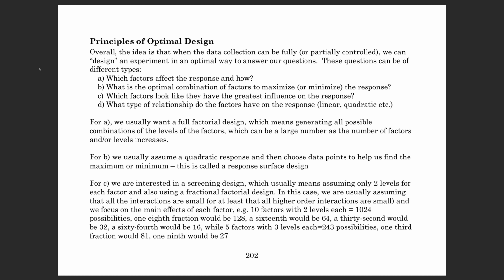Okay, so that's if we have 2 levels. Sometimes we might assume 3 levels, sometimes we need to do that, but you can see the number of possibilities gets large very quickly. So only 5 factors, but with 3 levels each, it turns out that's 3 to the power of 5, which is 243 possibilities. So 1/3 fraction would be 81 and a 1/9 would be 27. Okay, so these are the sorts of designs we could do.